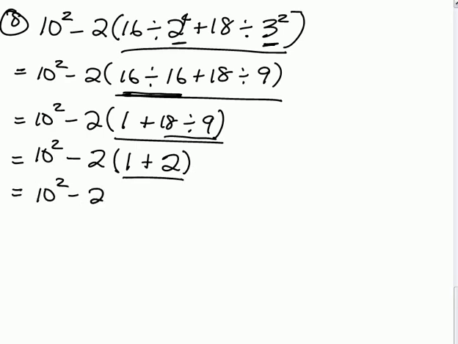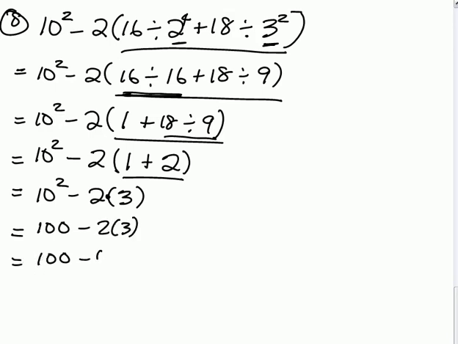10 squared minus 2 parentheses 3. So what do we have going on here? We have parentheses, but what's their function? Yep, these parentheses are just indicating multiplication. So we're thinking, okay, we've got multiplication and we've got exponents. So we know to do the exponent first.